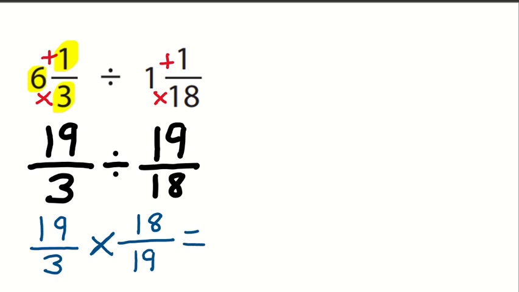Now, children, let's look at our diagonals. What is the biggest number that goes into 3 and 18? Well, I know that 3 is the biggest number that goes into 3 and 18. 3 will go into itself once, so that becomes a 1. 3 goes into 18 6 times, so that becomes a 6. Now, let's look at the other diagonals. What is the biggest number that goes into 19 and 19? Well, 19, y'all. So 19 goes into itself once, so that becomes a 1. And, of course, it still goes into itself once, so that becomes a 1.